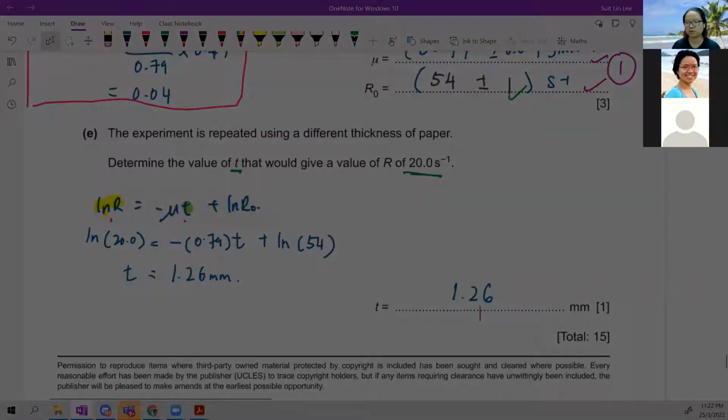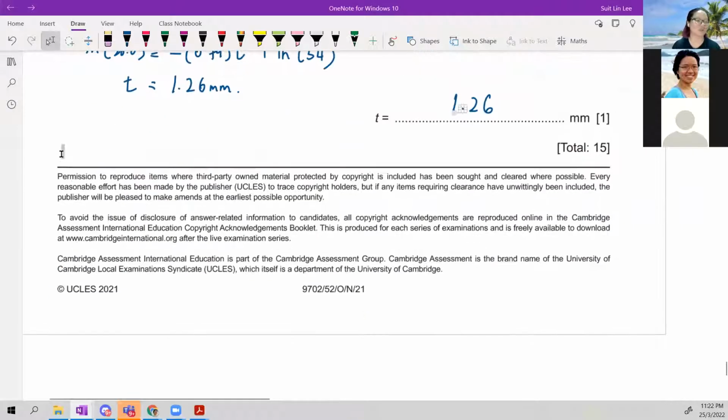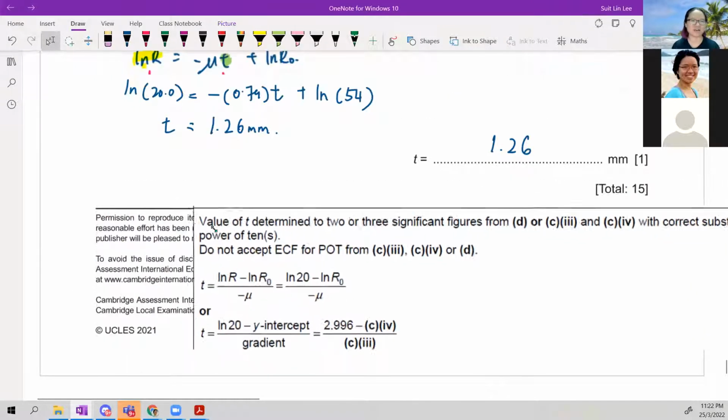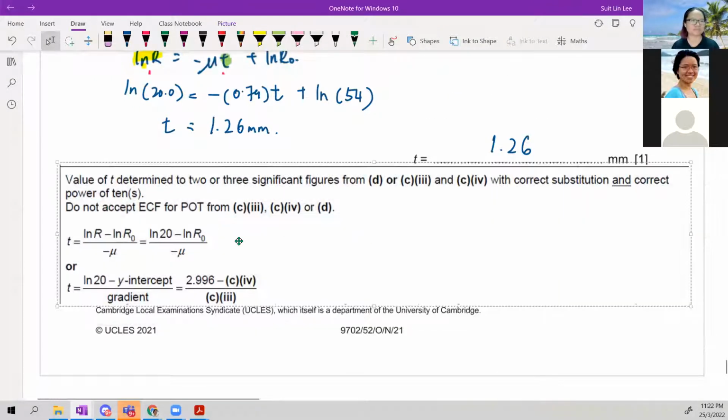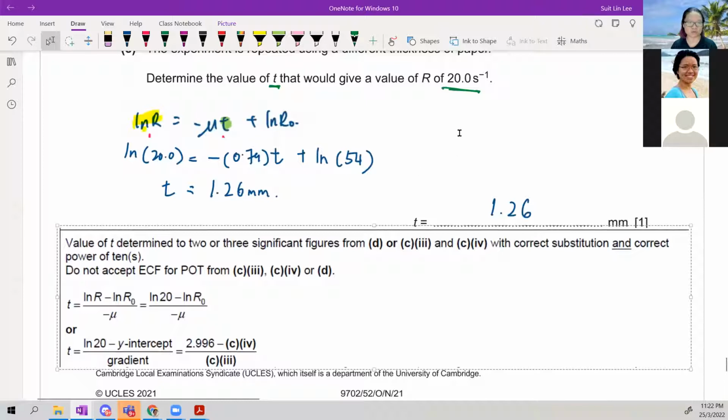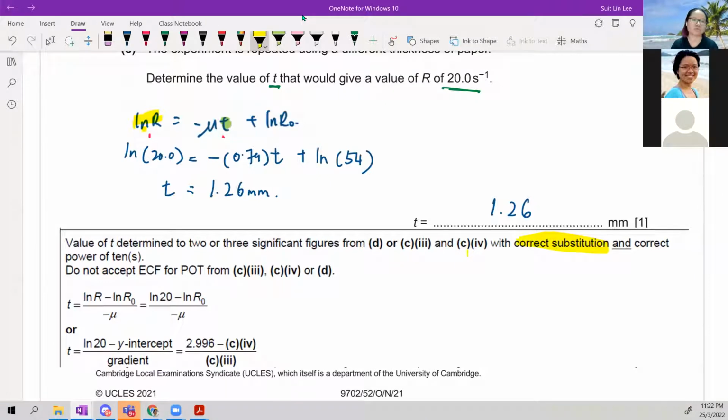And of course, as usual, they will spot check. I like to say spot check your SF. So they have not compounded anyone's SF until here. So the value of T determined to 2 or 3 SF with correct substitution. You see, I show substitution. All they care about, if you go and read the mark scheme later, is just substitution and correct power of 10, meaning it should be around 1 point something. If you get 1 point something, you're good to go. Okay.